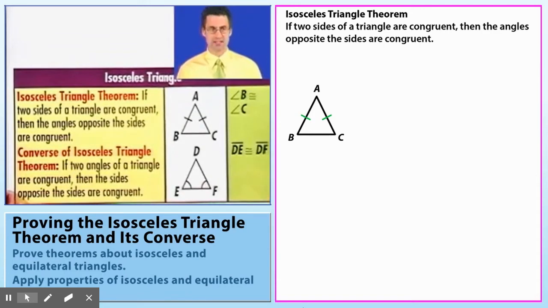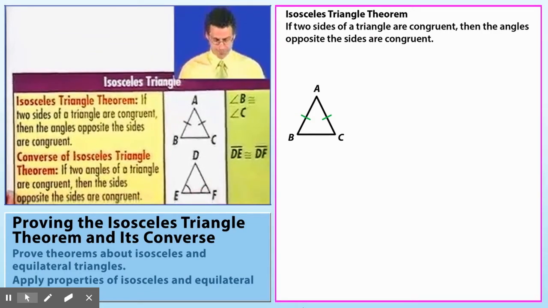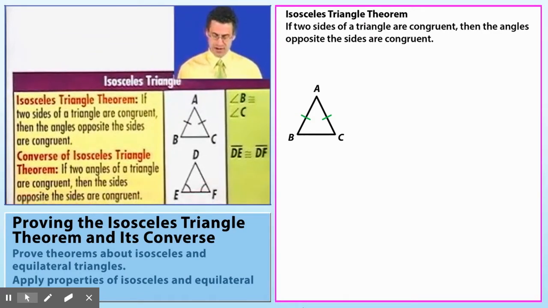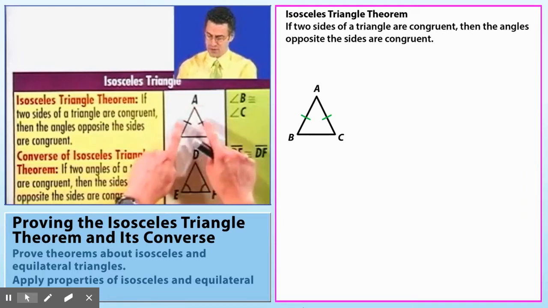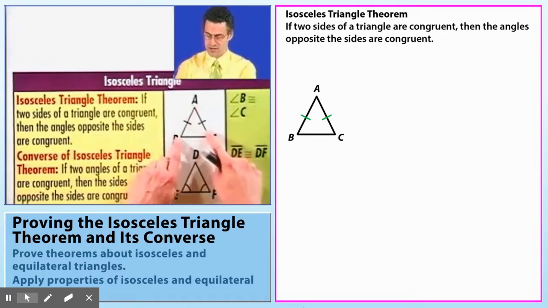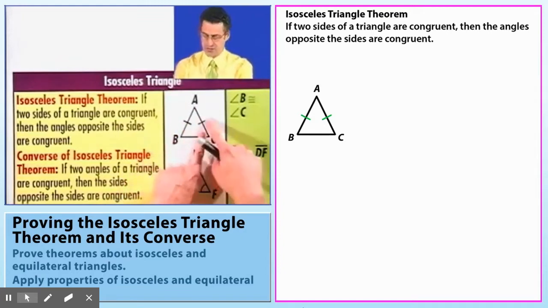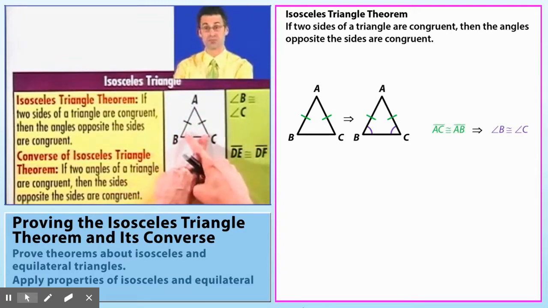The first one is the Isosceles Triangle Theorem, which states that if two sides of a triangle are congruent, then the angles opposite the sides are congruent. Basically, if you look at this little picture right here, if we know that these two sides are congruent, then the angles opposite are going to be congruent as well. It's a great property that's really handy whenever we're dealing with isosceles triangles.